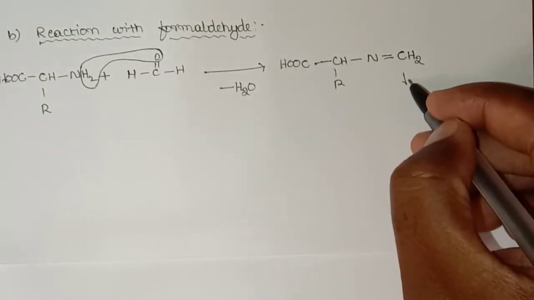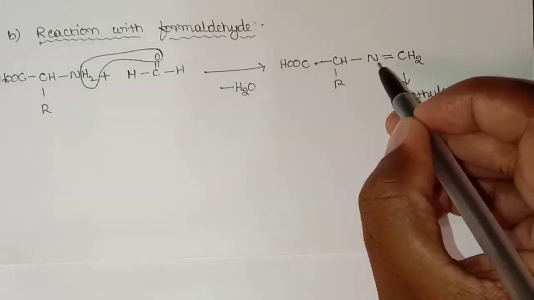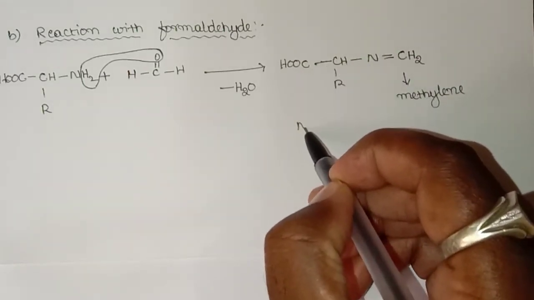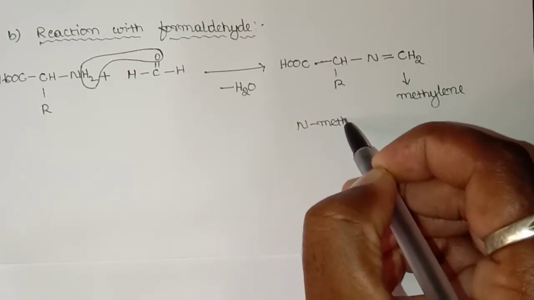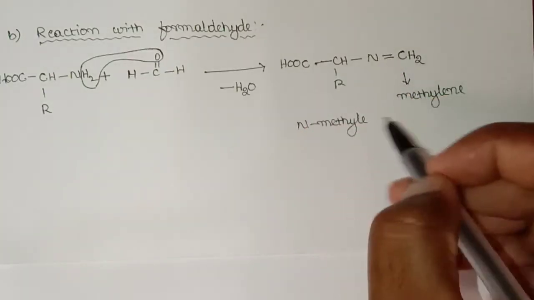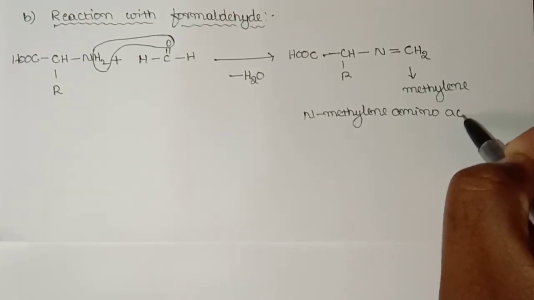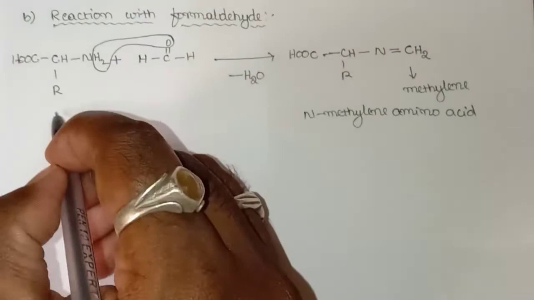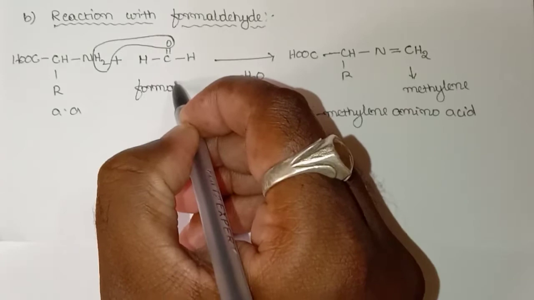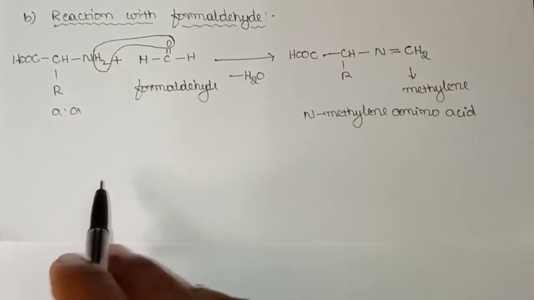We know that the CH2 group is simply called methylene, and this methylene group is in attachment with the nitrogen of this amino acid. So we can call it N-methylene, and this is the acid, right? So N-methylene amino acid is the product we are going to get when you react an amino acid with formaldehyde, right? By this reaction, it is easier to see the methylene substituted compounds of amino acids.